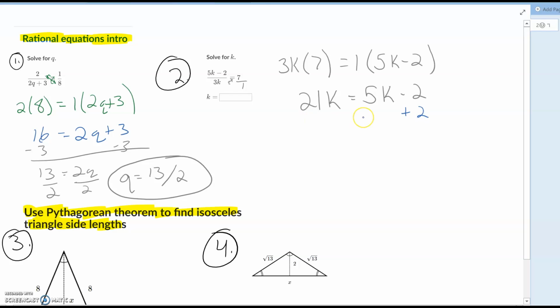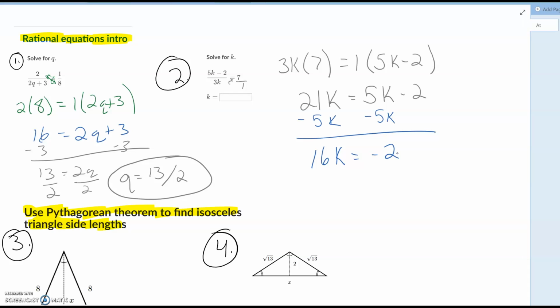Plus 2. Actually, just got into the habit. So since both of these have a k, you would subtract 5k from each side. Get 16k equals negative 2. And then make sure you divide by the number that is with the k, or with your variable. So here I can divide by 16.